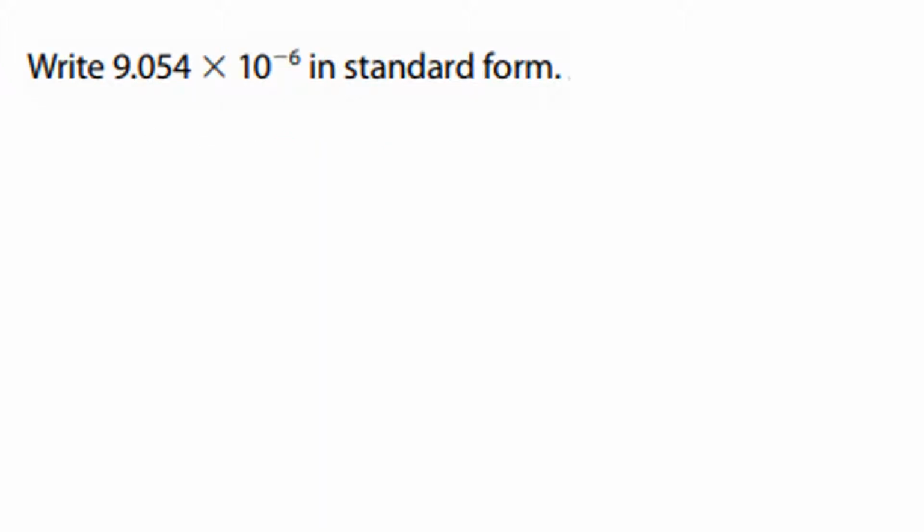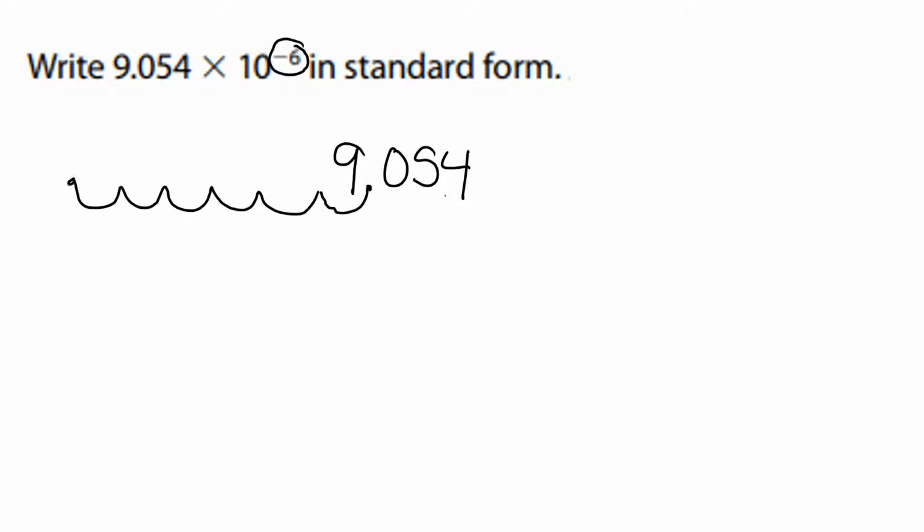Write 9.054 times 10 to the negative 6th in standard form. So again, we're going to take our decimal, 9.054. We're going to move it negative 6. So we're going to move it 6 times forward because that puts the decimal point in the front and zeros in front of the 9054, representing a small number.